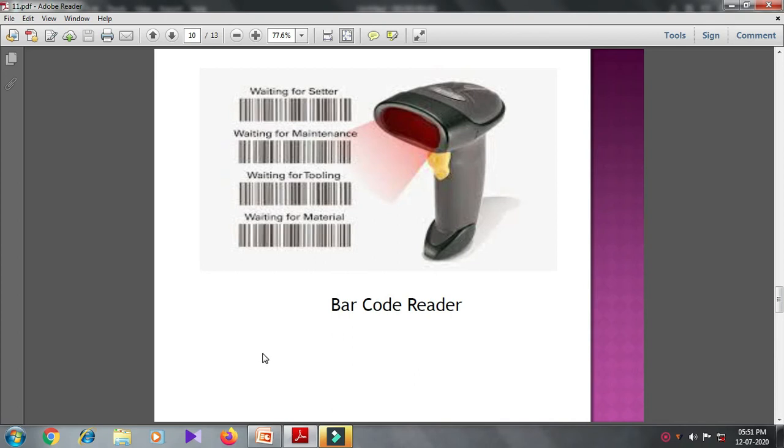Next, barcode reader. A barcode is a collection or sequence of lines of different heights and widths that are printed on various types of products. The machine that reads these barcodes is called a barcode reader.